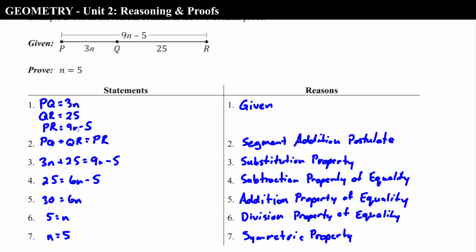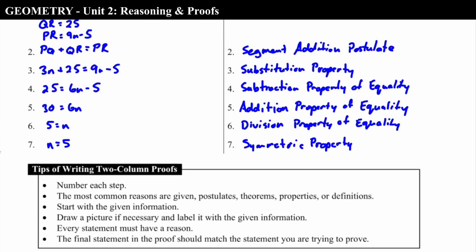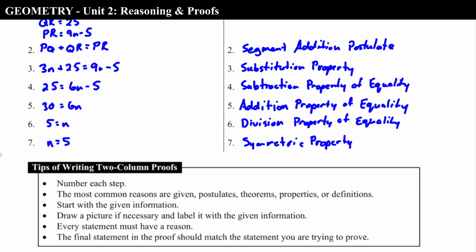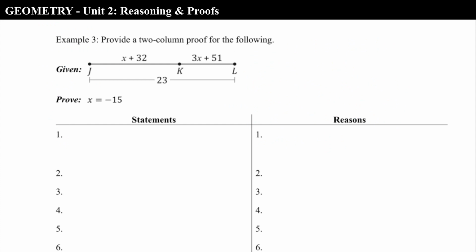So I want to share just a few tips for writing a two-column proof here. You want to number each step. The most common reasons are given, postulates, theorems, properties, or definitions. And we're going to be getting into some more theorems here shortly when we get into geometric proofs. You want to start with the given information, draw a picture if necessary, and label it with the given information. Every statement must have a reason. And then finally, the final statement in the proof should match exactly the statement that you are trying to prove. So let's do one more example before we move on to geometric proofs.